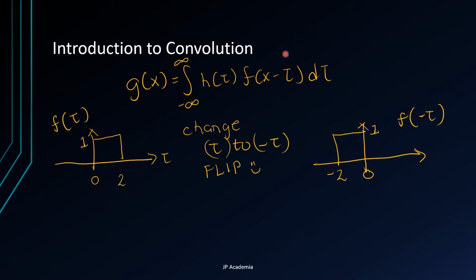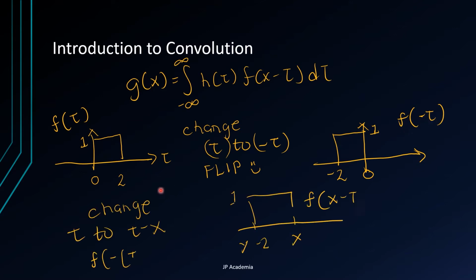Mag-start muna tayo dito sa input function natin na f. So, meron tayong f of tau, let's say, at ito siya originally. So, 0 to 2 yung length niya along the tau. Pwedeng time variable to or pwedeng space variable din. Then, we have this amplitude 1. So, ang gawin mo, change mo yung tau to negative tau. So, essentially, nag-flip ka lang. Flip mo lang siya along this vertical axis. Mangyayari, ito, magiging negative 2, 0 siya. And this is your function f of negative tau.